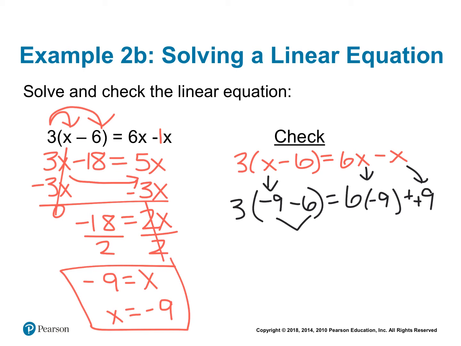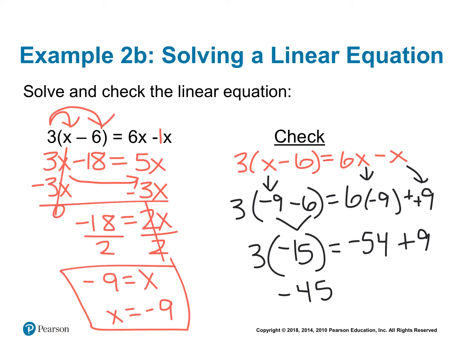Negative 9 minus 6 is negative 15. I still have to multiply by the 3. 6 times negative 9 is negative 54, and I have a positive 9 there. So 3 times negative 15 is negative 45. Negative 54 plus 9 is also negative 45. So that checks out, meaning if I did all my math correct, negative 9 should be the answer.